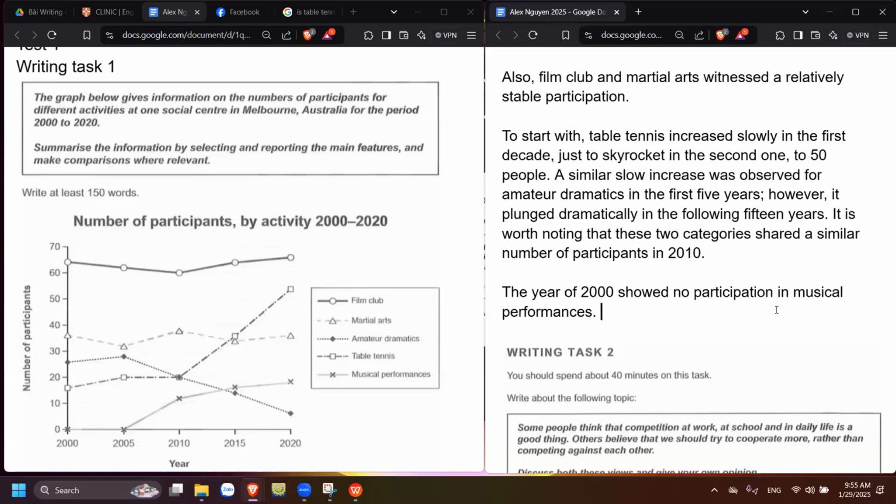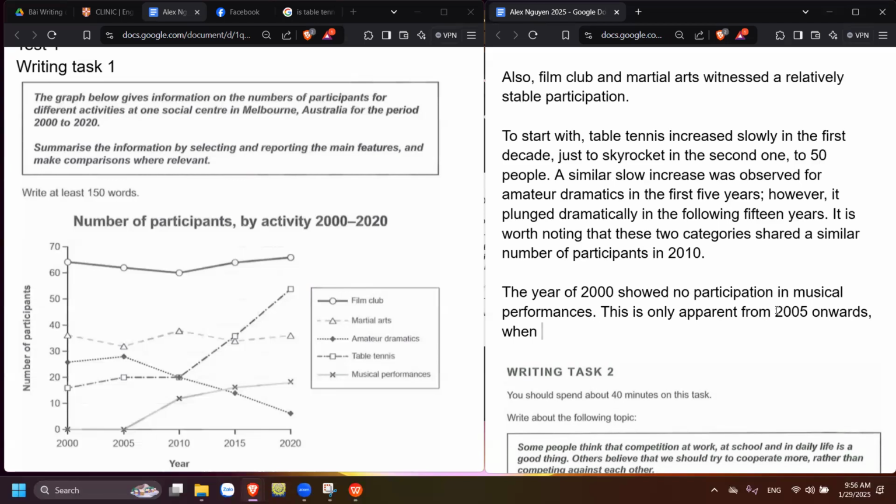So, this is only apparent from 2005 onwards, when the value climbs steeply. You know, it's a steep climb, right? So when the value climbs steeply to roughly, I think maybe it's worth mentioning some numbers here. It's 15, right? To 15 people.